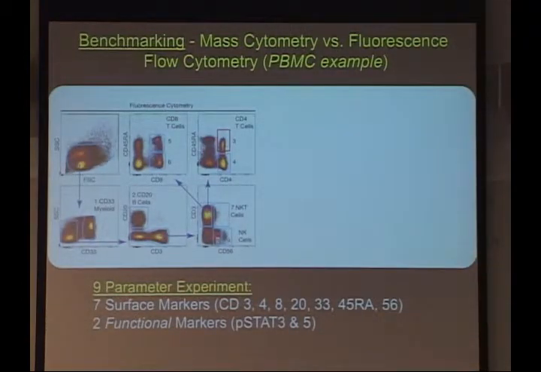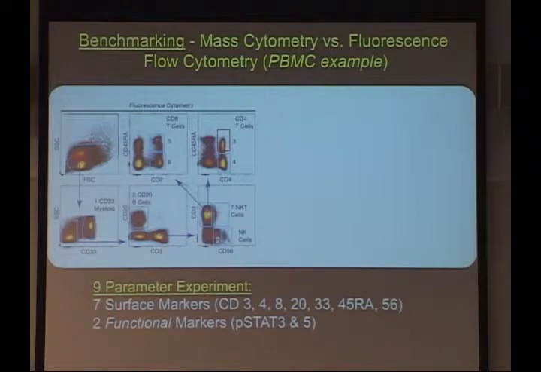So with all of this in mind, Peter, right before when all these experiments were culminating, helped, Peter really designed this experiment. I can't take any credit for it. I was like, Peter, what's the hardest but routine phosphoflow experiment we can do? And we decided it was a 9-parameter experiment, 7 surface markers plus 2 phospho markers.